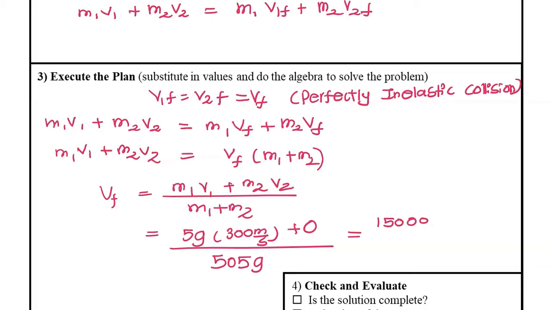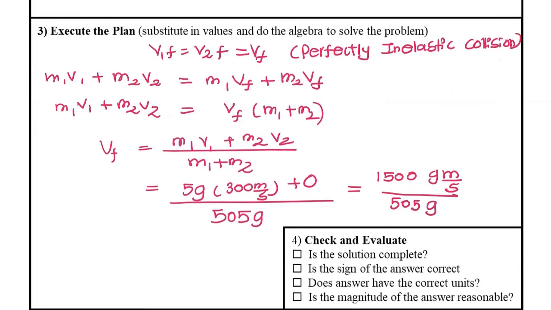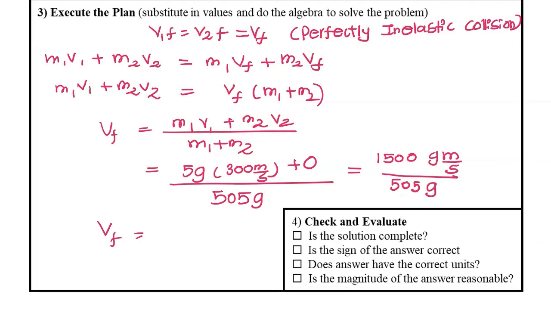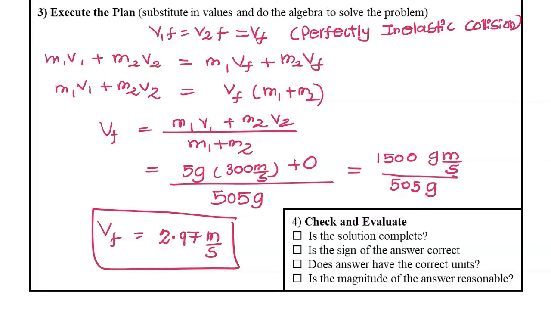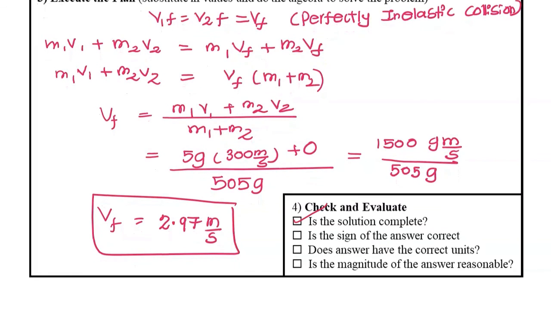So that would be 1500 grams meters per second. Divide that by 505 grams. You can see why I didn't convert grams to kilograms, because we have grams in the numerator and the denominator. It's going to cancel out. 1500 grams meters per second divided by 505 grams, you will end up getting 2.97 meters per second for the final speed. So the solution is complete.